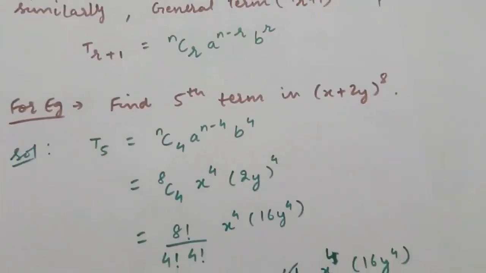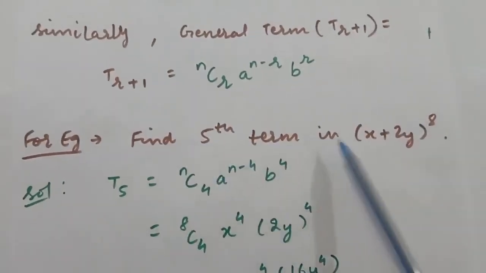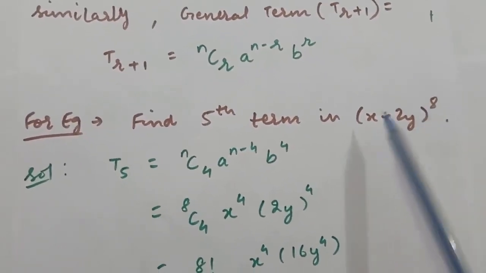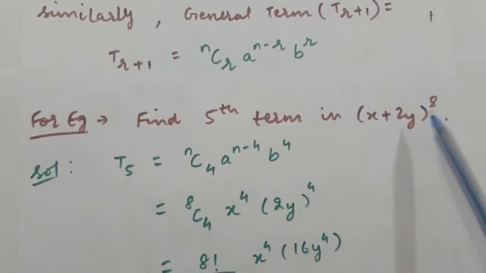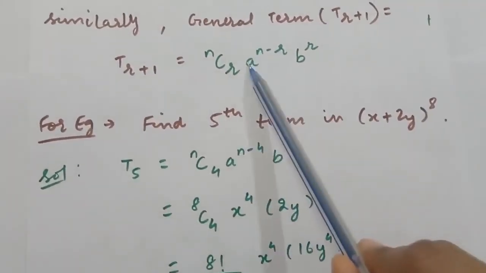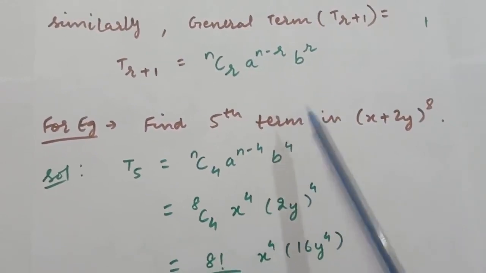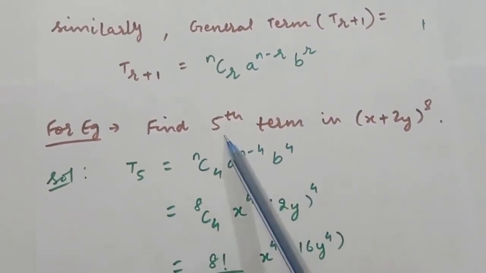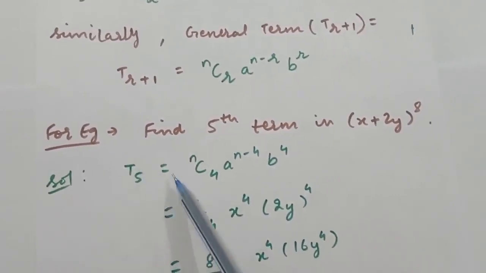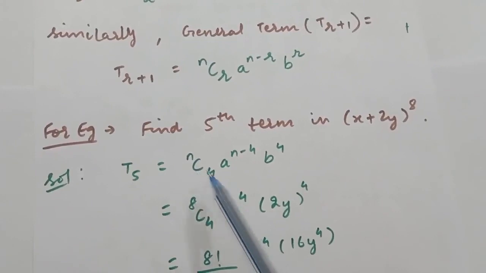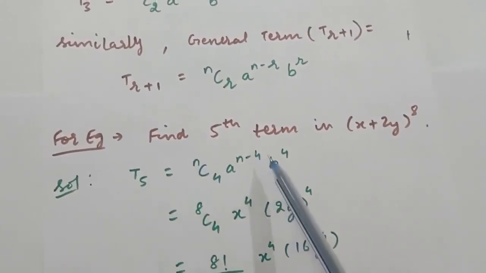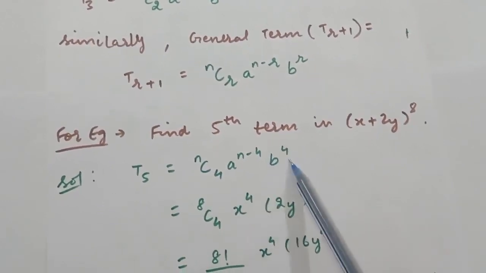For example, if we have to find the fifth term in the expansion (x+2y) whole raised to the power 8, we don't have to expand this by using the binomial theorem and then tell what the fifth term is. We can directly use this general term formula to find the fifth term. Now we have to find the fifth term, which will be t5. So t5 will be nC4, 1 less than this number, a raised to the power n minus 4 and b raised to the power 4, right?